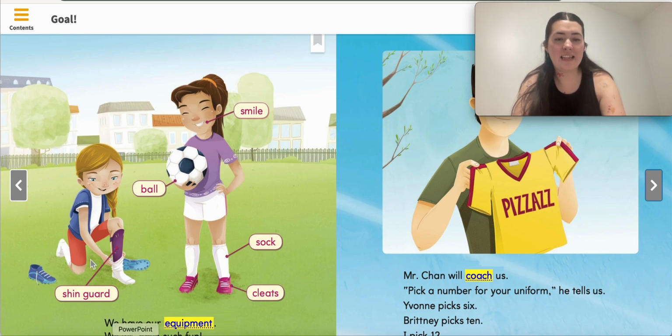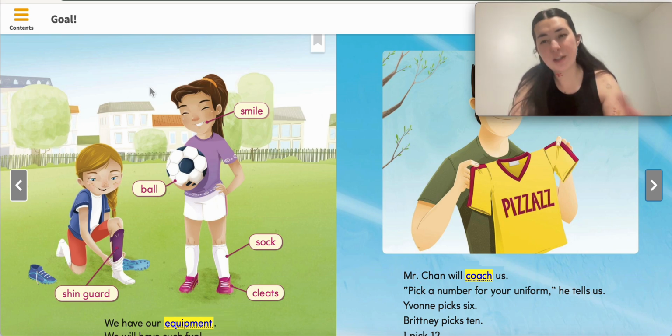And now here we've got this label. We've got our text features of label. We've got smile, ball, sock, cleats, and shin guard. So we've got all those labels, which is a part of our text features.